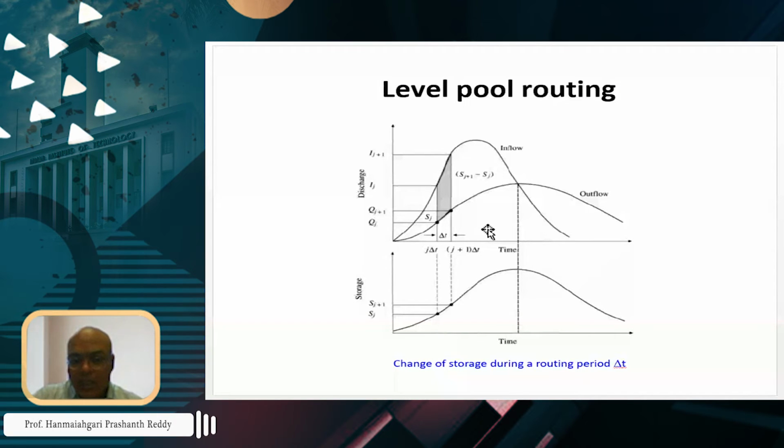And in between the j plus 1 and jth times, the change in storage is represented by Sj plus 1 minus Sj, that occurred in the delta t time. So here, while accumulating water in the reservoir, Sj plus 1 minus Sj is positive. Whereas in a depleting reservoir, Sj plus 1 minus Sj is negative.